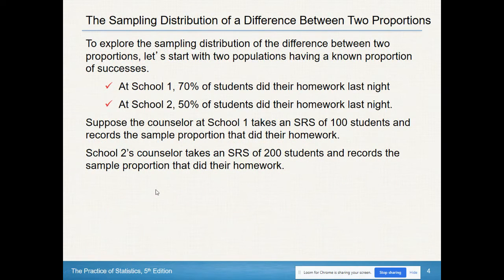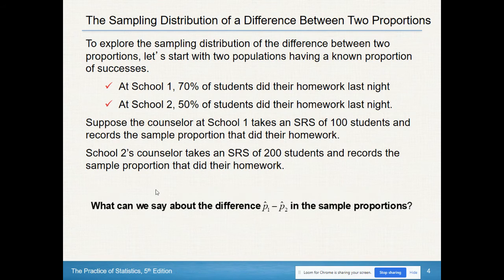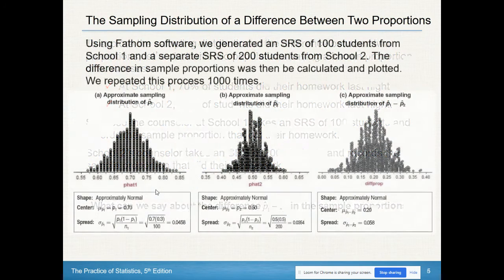All right, so the sampling distribution of a difference between two proportions. To explore the sampling distribution of the difference between two proportions, let's start with the two populations having a known proportion of successes. At school 1, 70% of students did their homework last night. At school 2, only 50% of students did their homework last night. Suppose the counselor at school 1 takes a simple random sample of 100 students and records the sample proportion that did their homework. School 2's counselor takes a simple random sample of 200 students and records the sample proportion that did their homework. What can we say about the difference P hat 1 minus P hat 2 in the sample proportions?